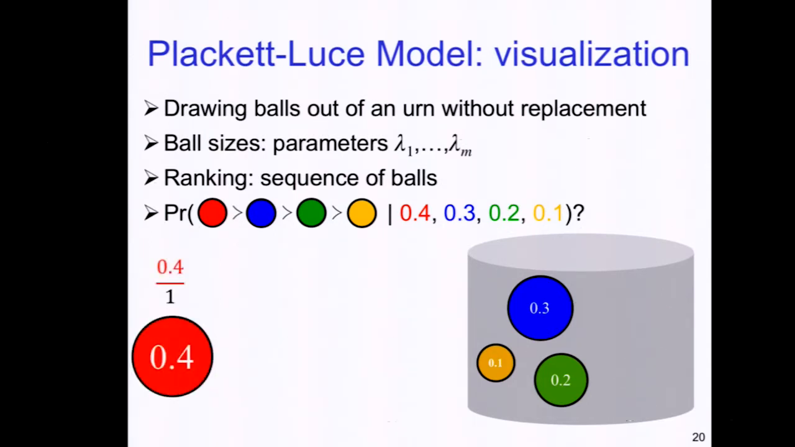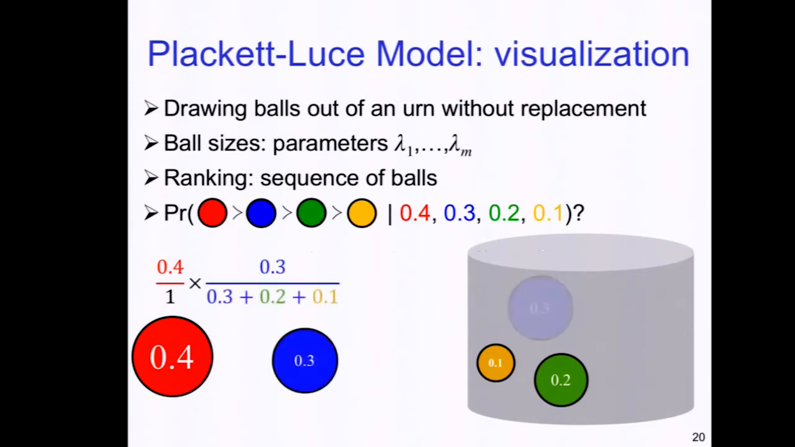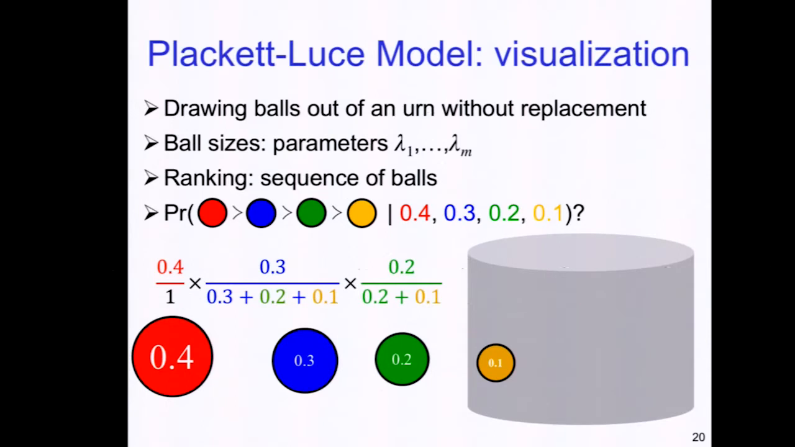So here is the example. Given the parameters 0.4, 0.3, 0.2, 0.1, what is the probability that the generated ranking is red, blue, green, yellow? It's certainly not 1. It's actually the probability of taking out the red ball first, which is 0.4 over the weight of the rest of the balls, which is 1. And then the next one, we take out the blue ball, which is 0.3 over 0.3 plus 0.2 plus 0.1. And then we take out the green ball, which is 0.2 over 0.3. Now, this is Luce's model, a very nice parameterization.